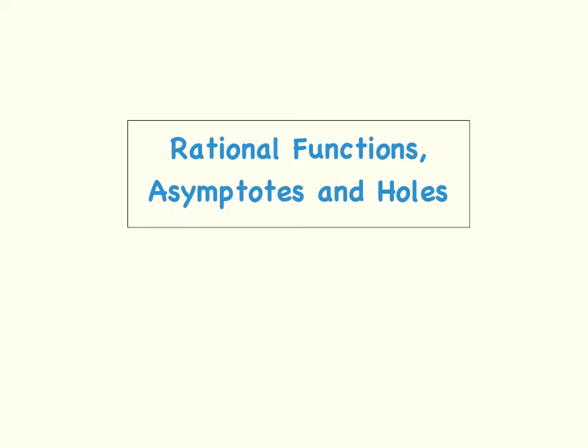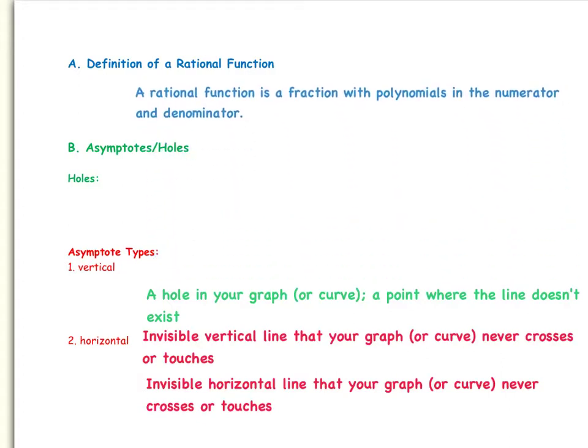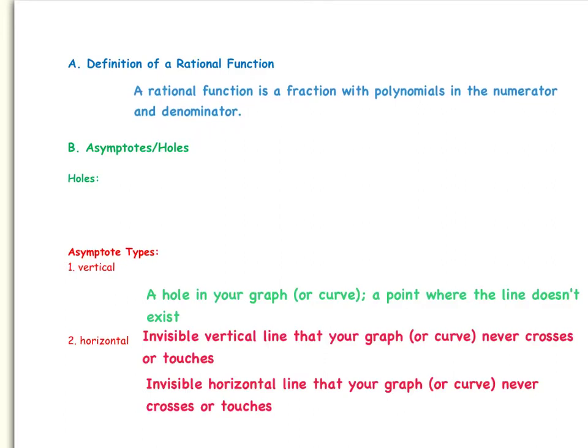Now let's get started. First, let's go over the definition of a rational function. A rational function is a function with polynomials in the numerator and the denominator.